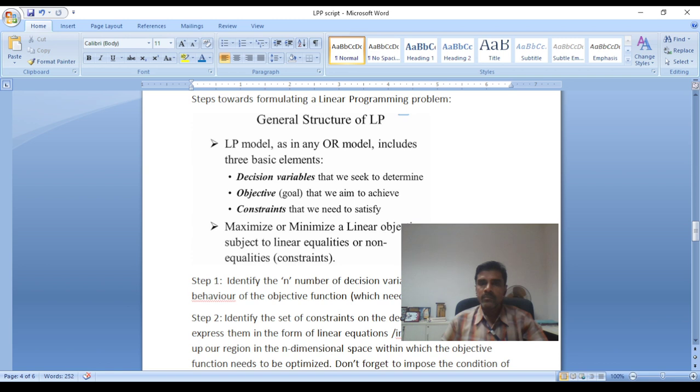And the third important thing is we have to formulate the constraints which we have to satisfy in order to achieve our objective. There are some constraints, there are some limitations. Based upon that, we will formulate the objectives. Otherwise, it's going to be a problem. So constraints have to be satisfied.